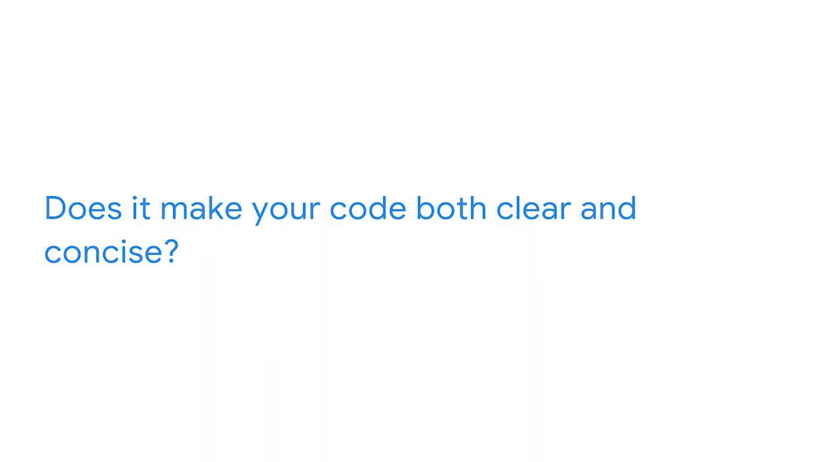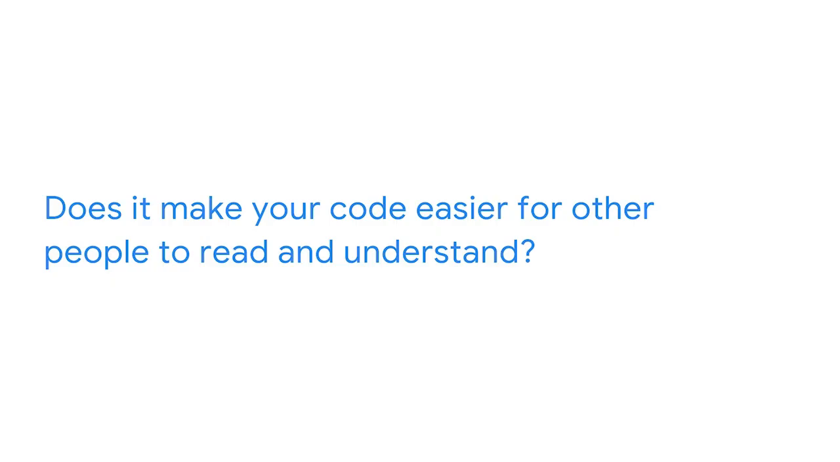So let's loop back to the question we asked earlier. When should you use a for loop, and when should you use a list comprehension? Here are some questions to ask yourself to guide your decision. Which one will make my code both clear and concise? And which one will make my code easier for other people to read and understand? It's important to keep in mind that most developers like their code short, sweet, and to the point.